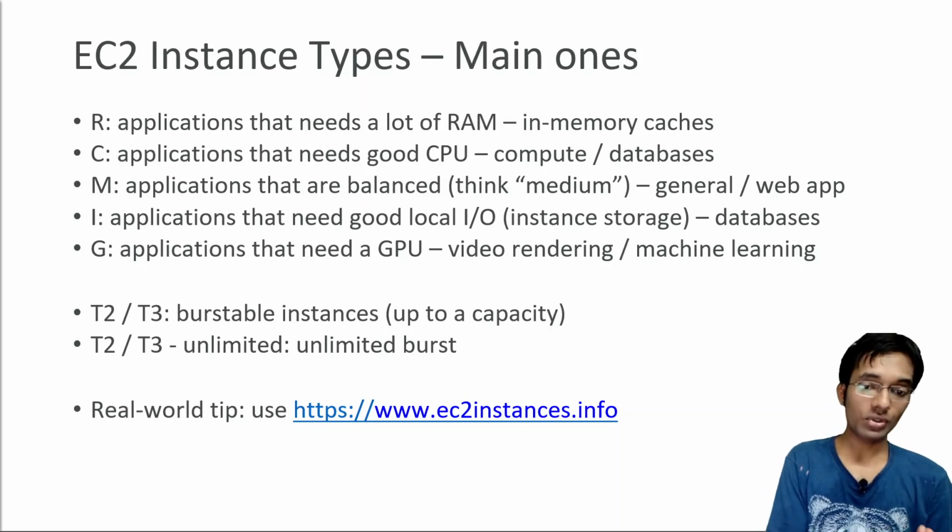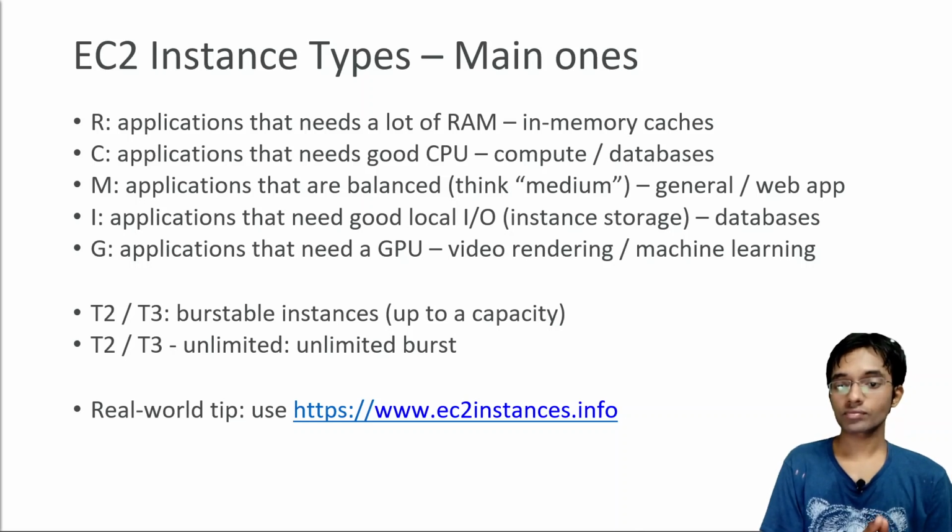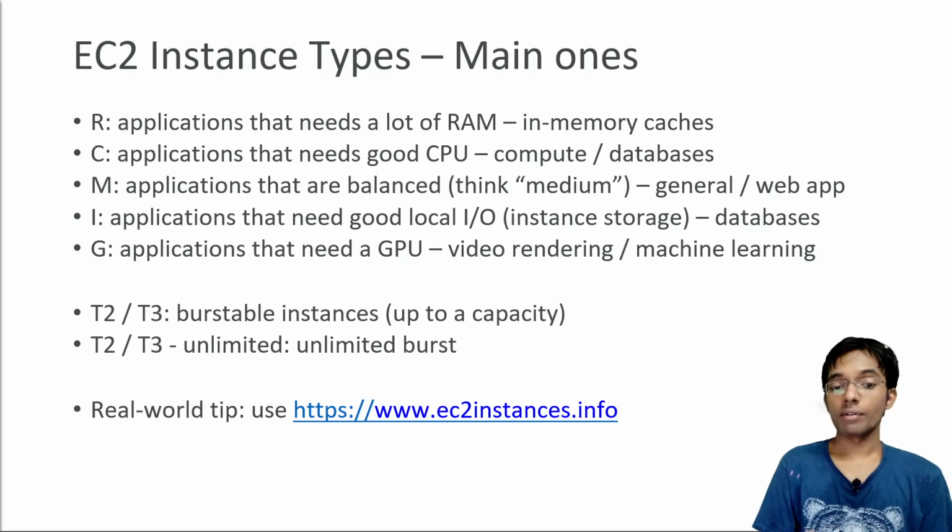So first, an EC2 instance type has different families. You have R, for example R5.xlarge, which is usually for applications that need a lot of RAM. R for RAM, so in-memory use cases would be great. C is for applications that need a good amount of CPU compute capacity for computation, so they are great for databases as well.